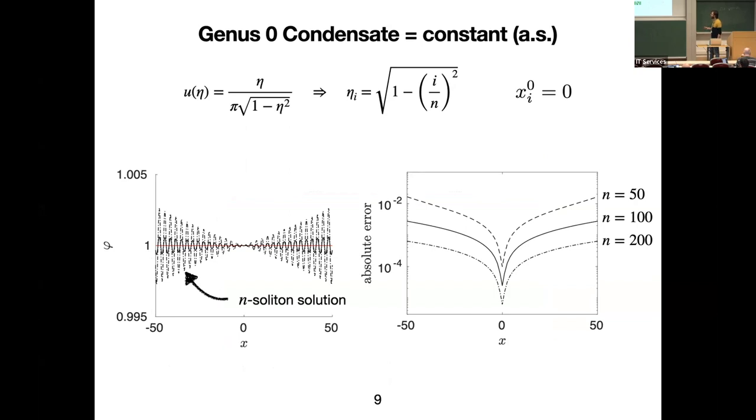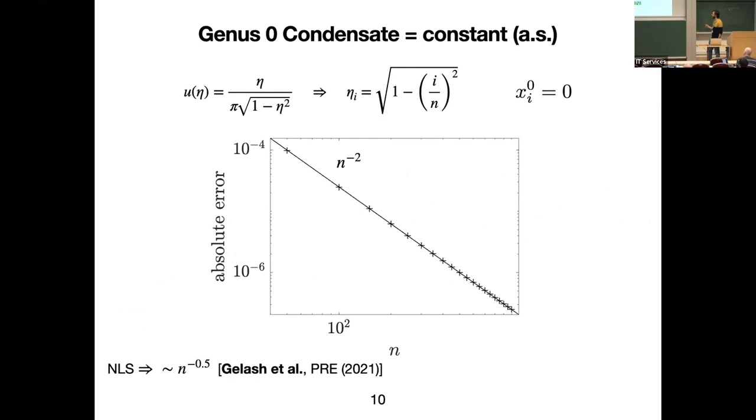Here we have in red the constant solution, because actually we can show that for the genus one condensate, this is with probability one the constant solution of the KdV equation. And here we reported two different solutions, one for 100 solitons and one for 200 solitons. If we look at the error, we can see that it is going down quite fast, in particular at the center of our object. If we focus on the center and check the absolute error between our object and the constant solution, we see that the error goes down as one over n squared, which is actually faster than what has been observed for NLS by Gelash and co-authors, where it goes to the constant solution as one over the square root of n.